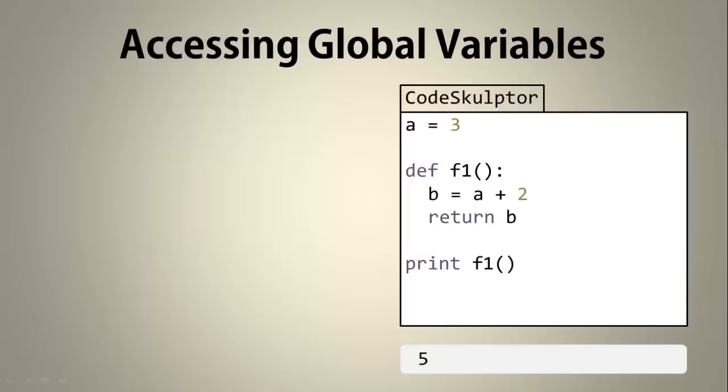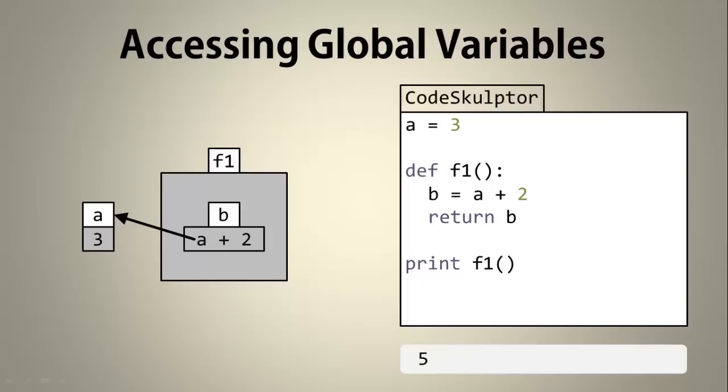Accessing global variables is different than modifying global variables. You don't have to declare the variable as global if you only want to access it, not change it. This program doesn't give an error, but returns the correct answer, 5. Let's take a look at what's going on. When the assignment b equals a plus 2 is called, the program first looks for a local variable a to assign, but seeing as there isn't one, it goes to the global variable a and makes the assignment. Now, b stores the value 5, which is returned and printed.